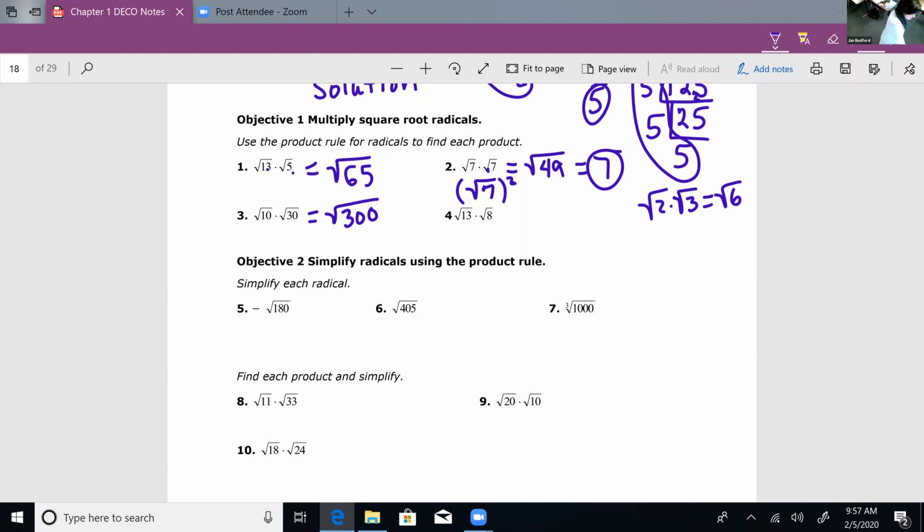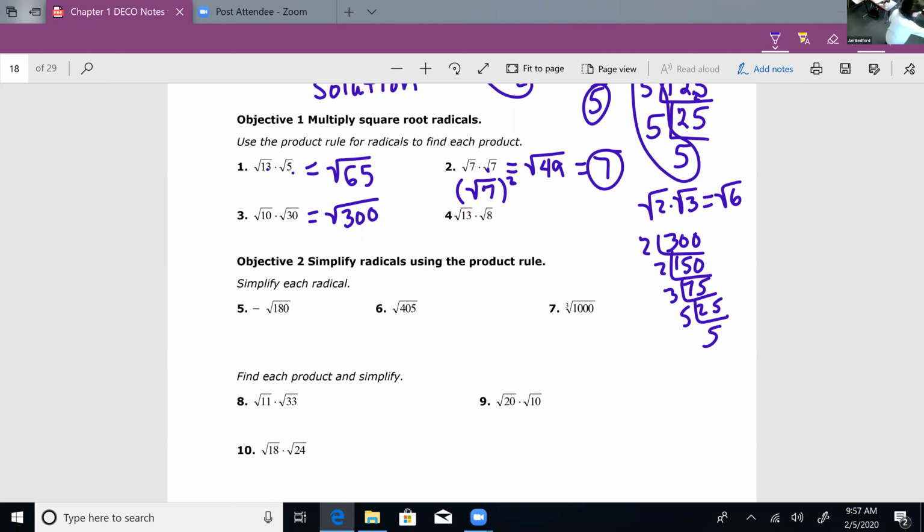So if I start with 300, is that even? Yes. So 2 goes in there how many times? What's 150? Is that still even? Yes, 2 goes how many times? 75. But that's not even. But what goes into 75? 3. 3 would go 25 times, and then 5 goes 5 times.